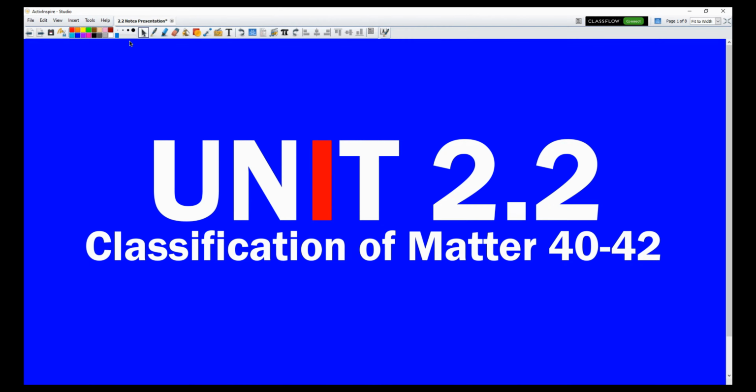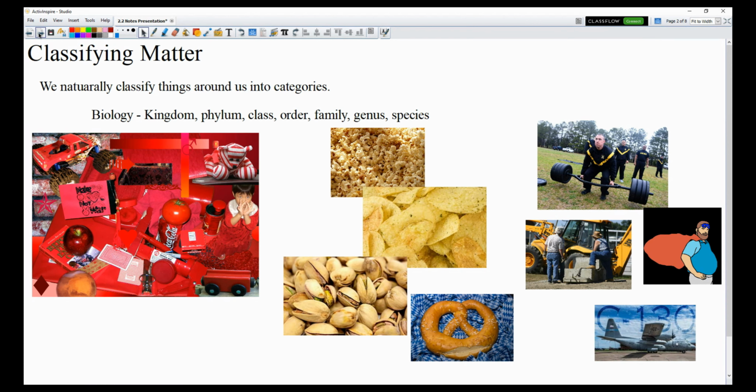Right, welcome back. This is Unit 2.2, Classification of Matter, and this is going to be pages 40 through 42 in your book. Please read those. All right, so we used this same picture in the previous video, but we're going to use it again to talk about classifying matter. We naturally classify things all around us into categories.